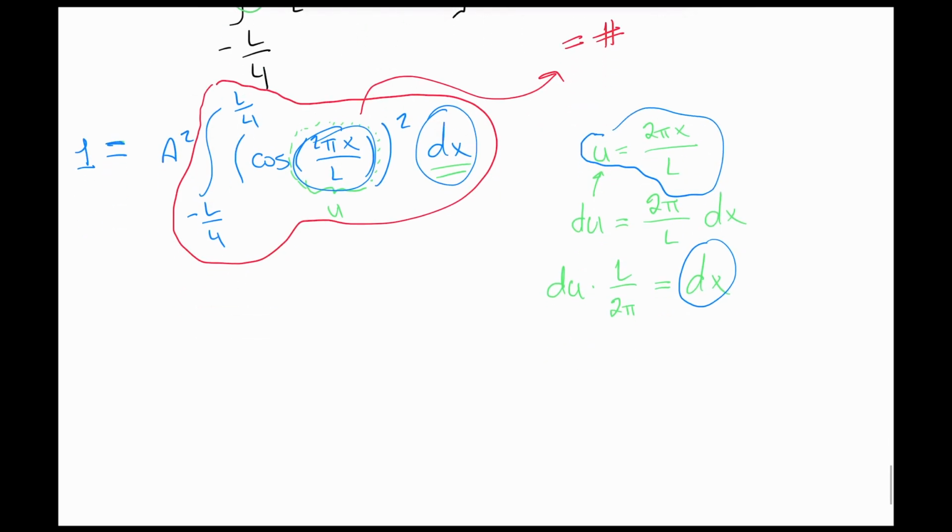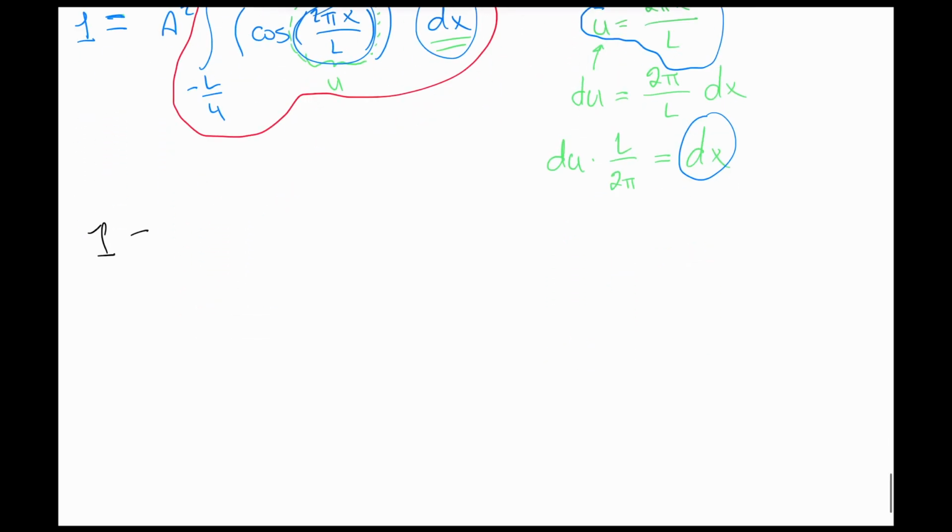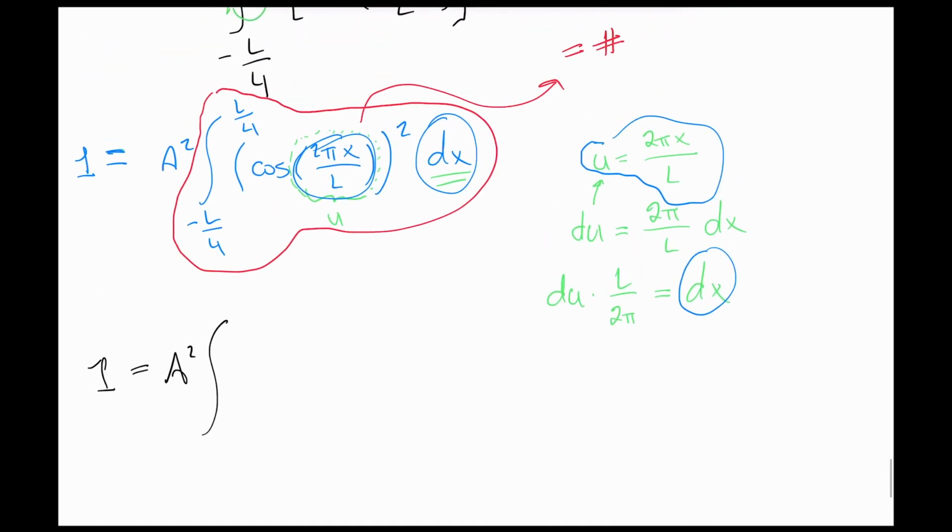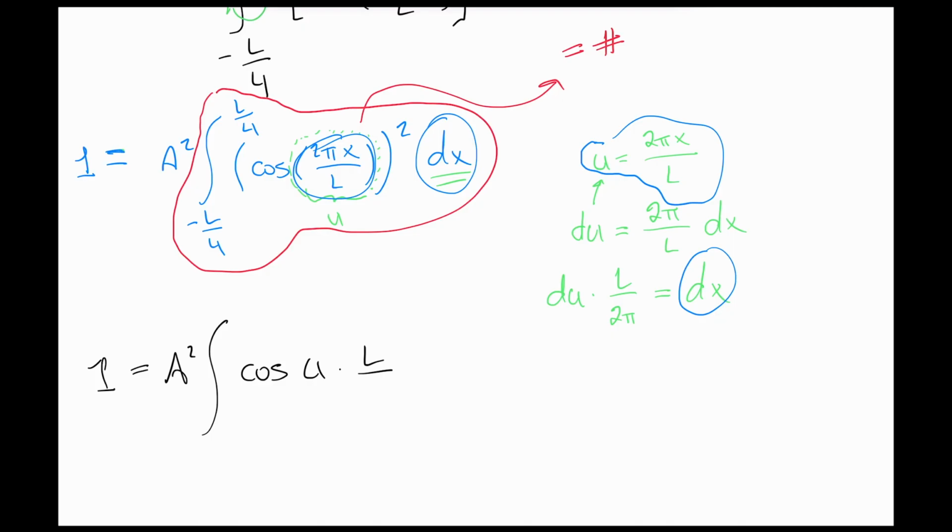Now my integral becomes a bit more simple. I'm going to go back to the black ink here. I have a squared integral, and inside the integral what we have is cosine u, and then this dx was L over 2 pi du. Now, what's important is these bounds here are actually x1 is equal to and x2 is equal to.